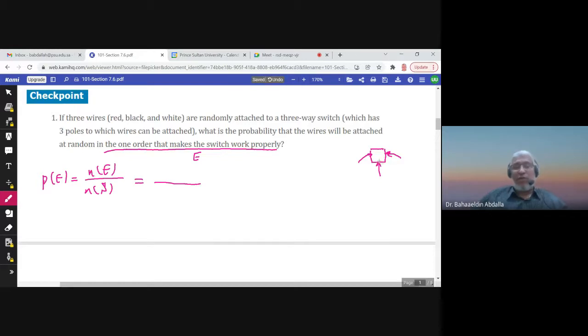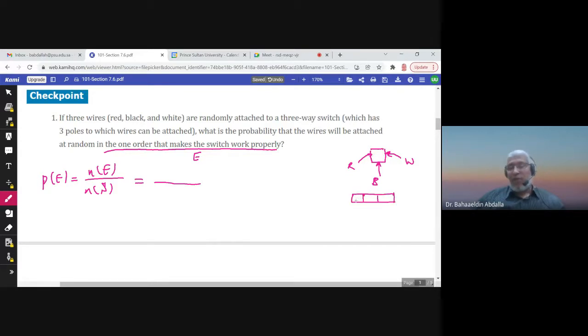What is the experiment? We will attach the three wires to the three poles. Maybe we attach the red here and the black here and the white here. Now, will it work or not? So how many possibilities are there? Well, I have three poles.